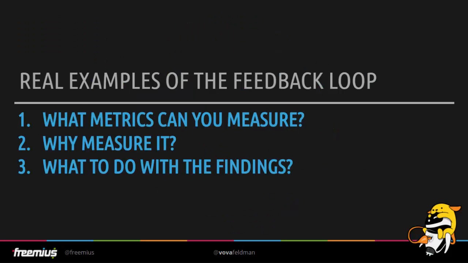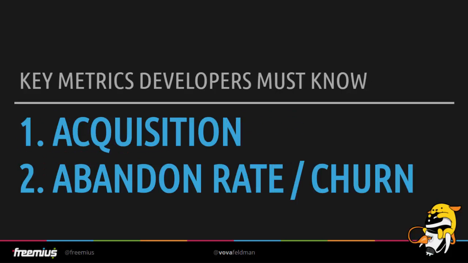So far I've shown you very abstract concepts, but now I want to move to the good stuff and show you how you can take these practices and actually apply them in your products to make your products better and increase your bottom line. So we're going to talk about what metrics you should measure, why measure them, and what to do with the data that you analyze. The 2 most important metrics that every product developer must know are acquisition and abandon rate. Acquisition means how many new installations or new customers your product is getting. Abandon rate means how many users are leaving or uninstalling your product.